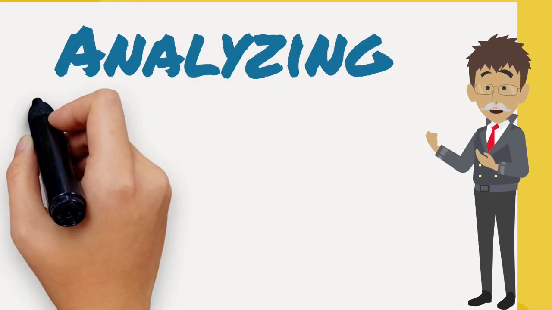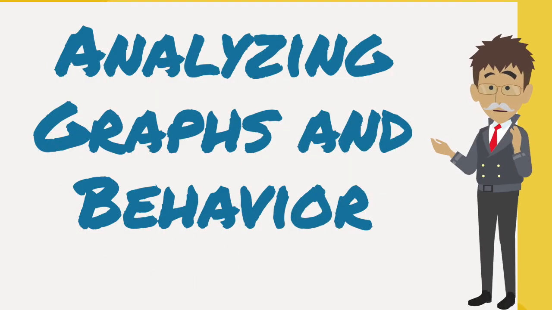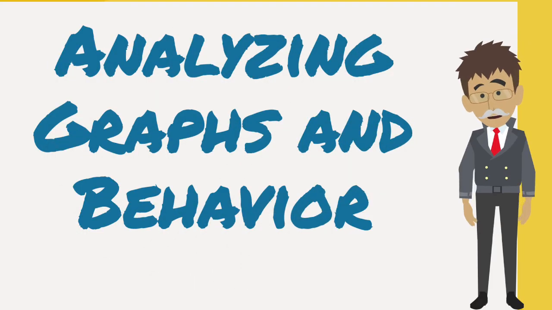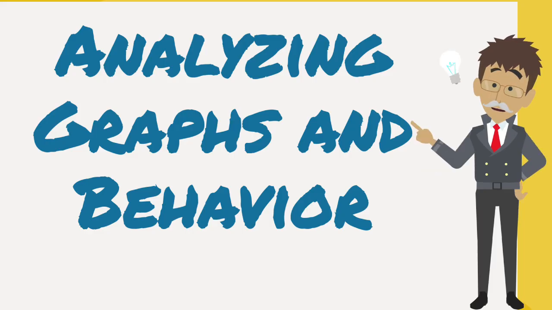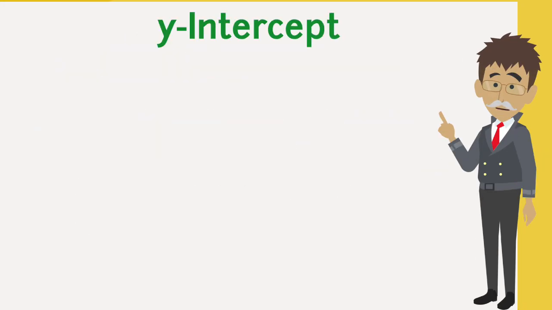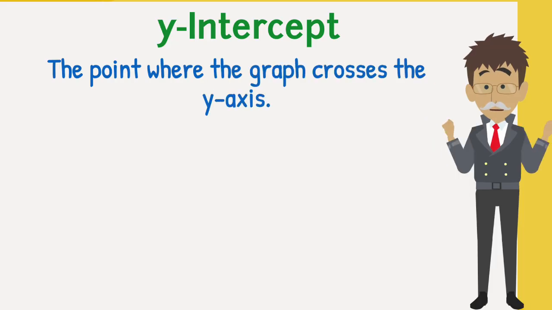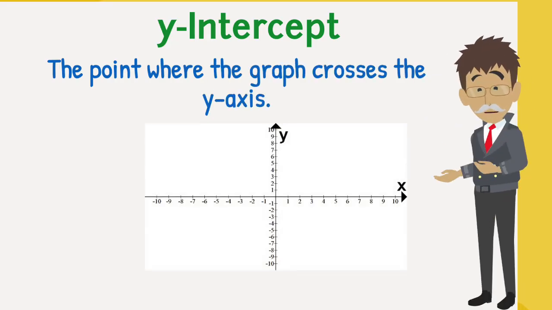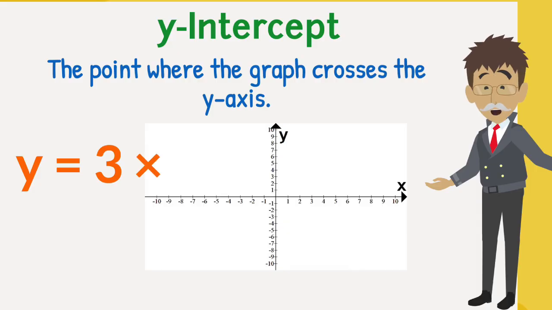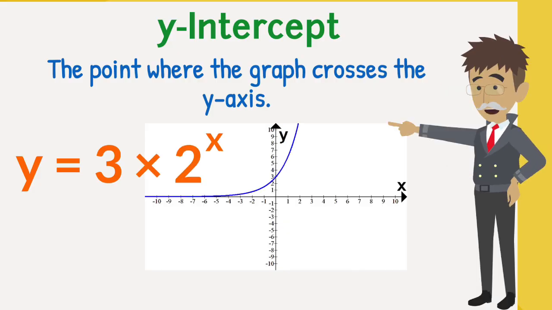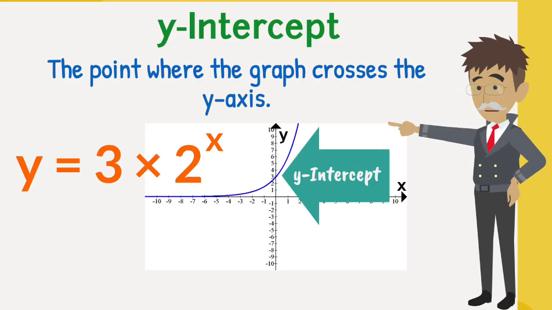Graphs help us see how exponential functions behave. In this section, we will focus on key features of exponential graphs. Y-intercept. The point where the graph crosses the y-axis. For example, the graph of y equals 3 times 2 raised to the x crosses the y-axis at 3.